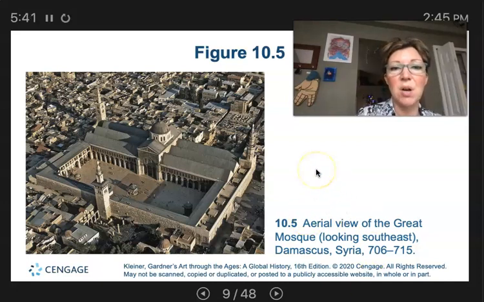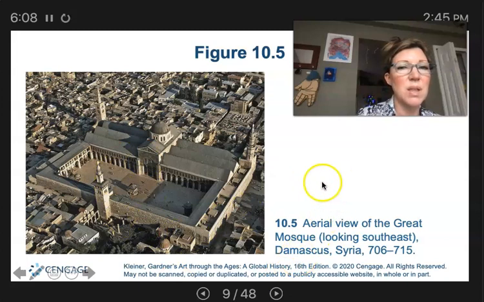The positioning of all mosques, no matter what period or what country, must be oriented toward the city of Mecca. So they face Mecca. Speaking of Mecca and the Kaaba, that's the building that's in Mecca. Muhammad had all of the idols within it destroyed. But he allowed the Kaaba to be preserved because he saw it as the Islamic world's symbolic center. So it's not really an artwork we discuss, but the Kaaba is important.